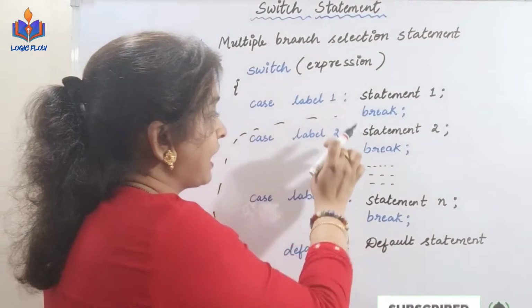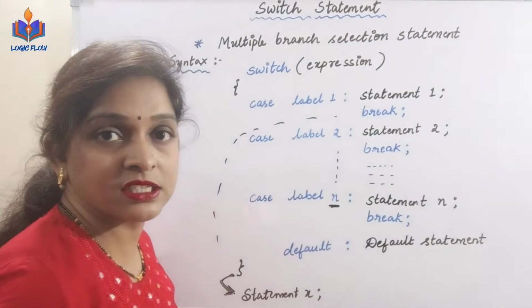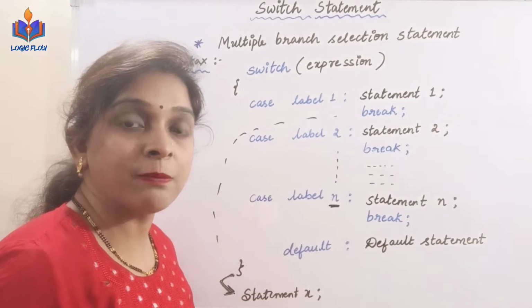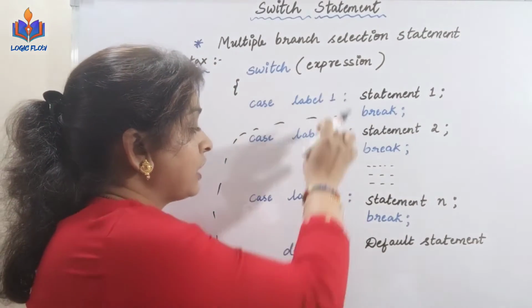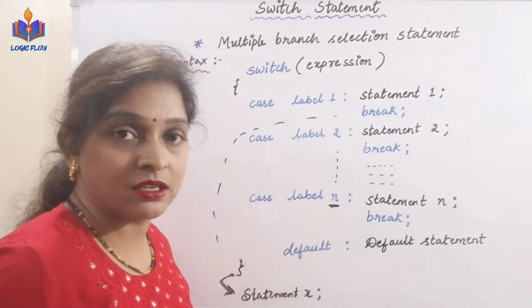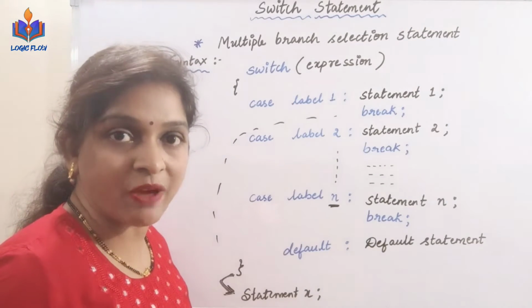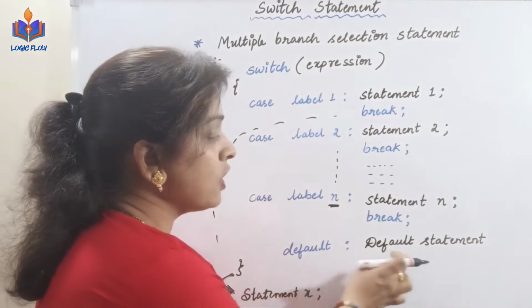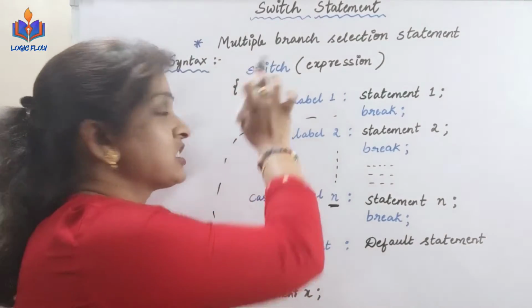Like this I can have n number of cases. A switch can have n number of cases, and what type of case values we can give, we will see that later. If none of the case labels match, if the switch value doesn't match with the case values that we have here, then there will be a default statement. Default is also a keyword. Case is a keyword. Switch is a keyword.